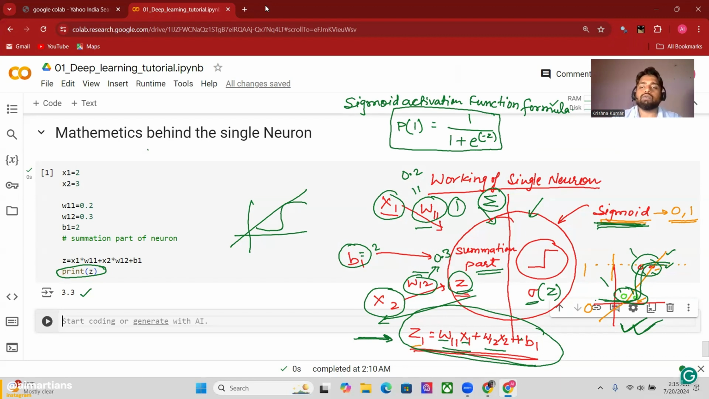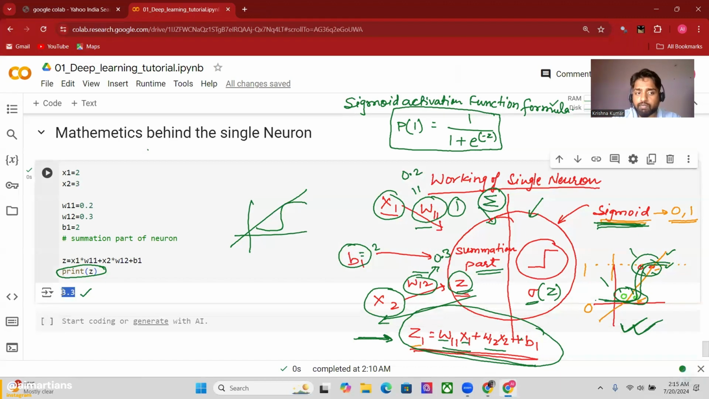So I want to use this formula to convert this value into some deviated part. And this value, this 3.3, will come between 0 and 1. Okay, keep this in mind. See, I mentioned here that the sigmoid function always lies between 0 and 1. And how it happens, I will show you. So let's see.